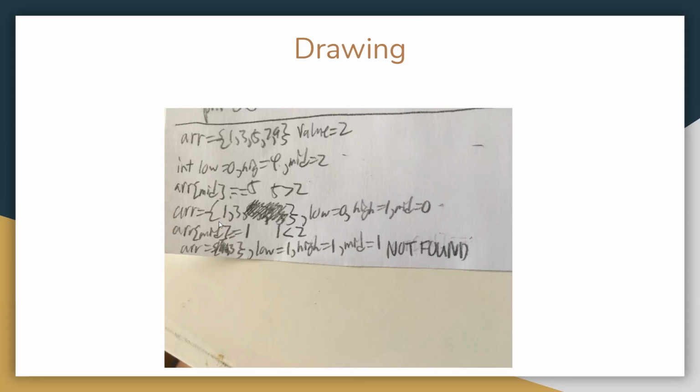So array[mid], where mid is 0, in this array is 1. And 1 is less than 2, so we cut out the 1 part. We only have a 3. In this case, low is equal to 1, high is equal to 1, mid is equal to 1. Now there's no more window, and it's automatically going to test whether 3 is equal to the value, which it's not, so it ends up being not found.